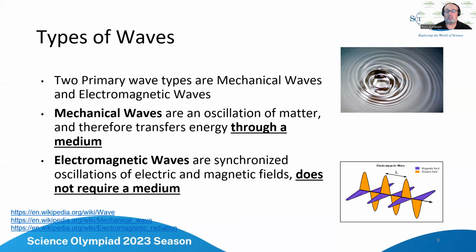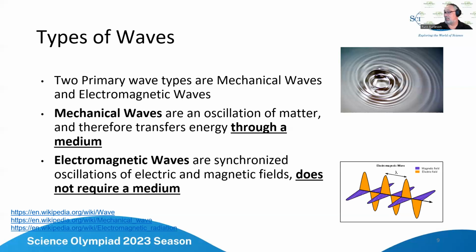Now, electromagnetic waves are a little bit different. Electromagnetic waves are electric and magnetic fields that are synchronized together, okay? And they actually can propagate without a medium. So you'll see above here, we have water waves, which are mechanical waves, and they require water. And actually the top wave is a special type of mechanical wave called a surface wave. Down below here, we have a picture in 3 dimensions of what an electromagnetic wave looks like.